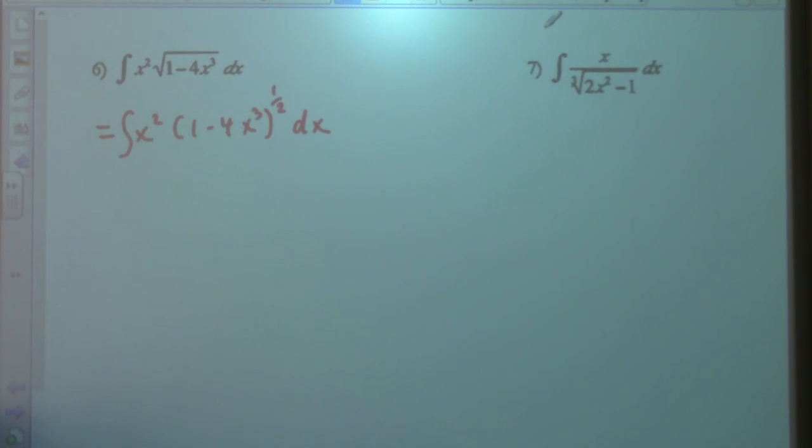Okay. What we're going to have is let u be equal to 1 minus 4x cubed.